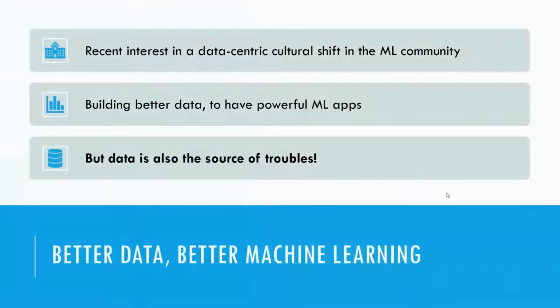So first, let's motivate our tool, or which is the background of our tool. There's recent interest in a data-centric cultural shift in the machine learning community. And what does that mean? This means that the community is trying to build better data to have powerful machine learning applications. It's simple, but, and there is always a but, data is also the source of troubles.